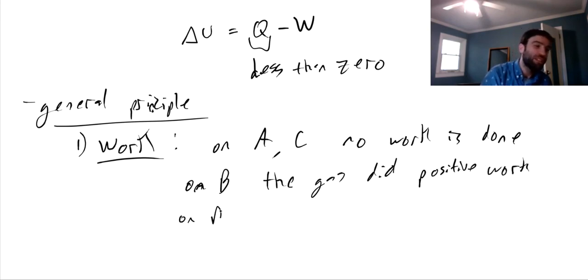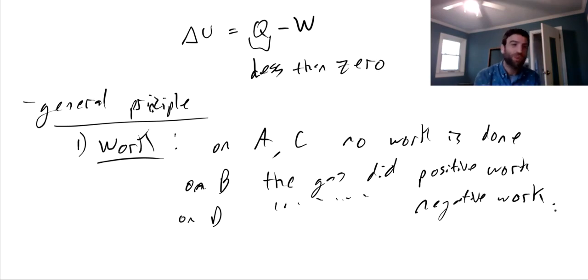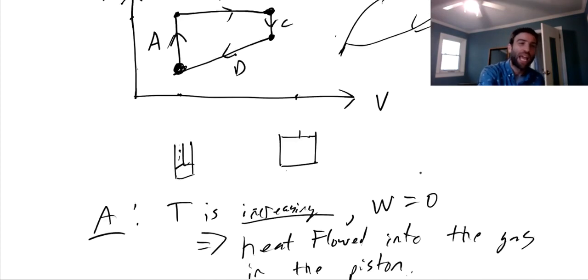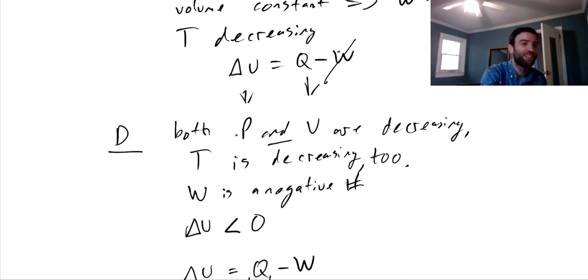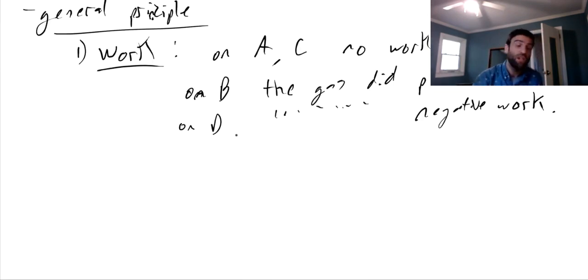And on segment D, the gas did negative work. And of course, we've arranged this setup so that the amount of positive work done over here is more than the amount of negative work done over here. So throughout this whole cycle, a certain positive amount of work can be extracted from this ideal gas piston. So that's what's happening with the amount of work on each of these four legs of the cycle.